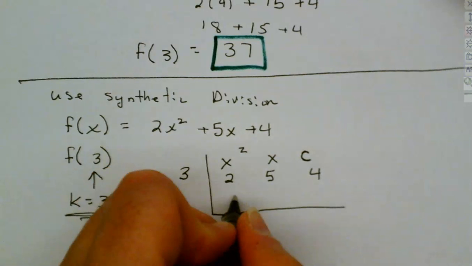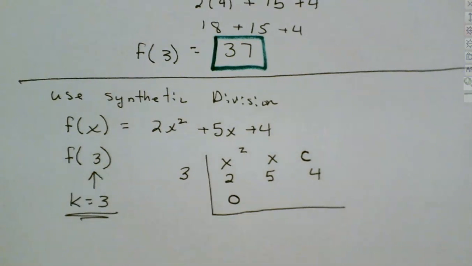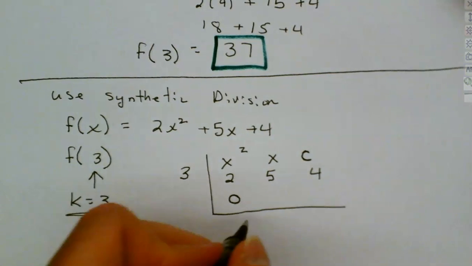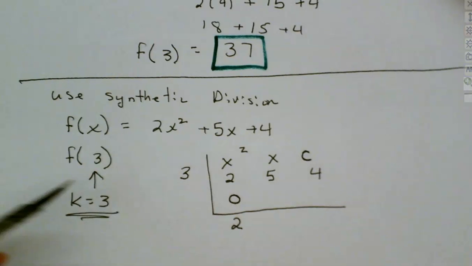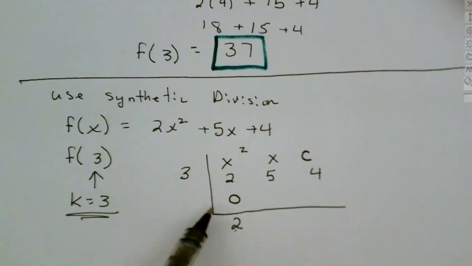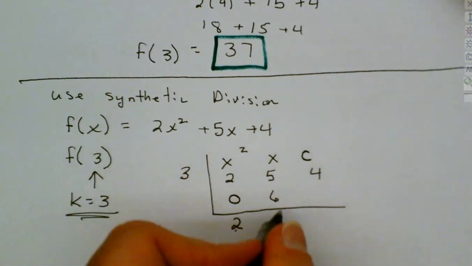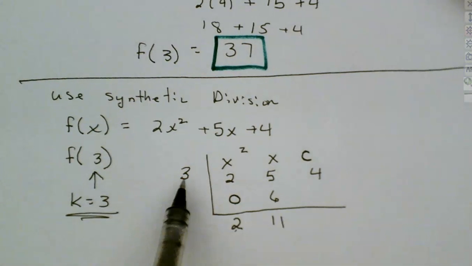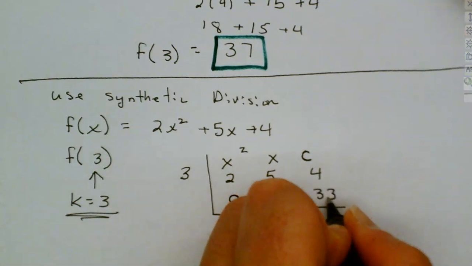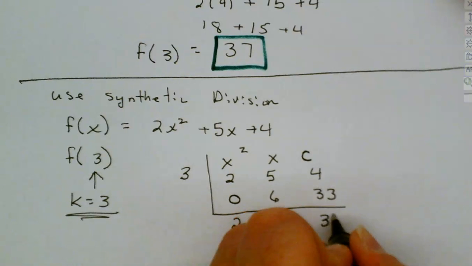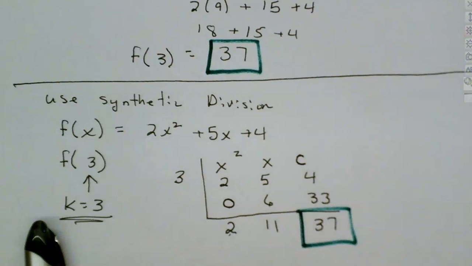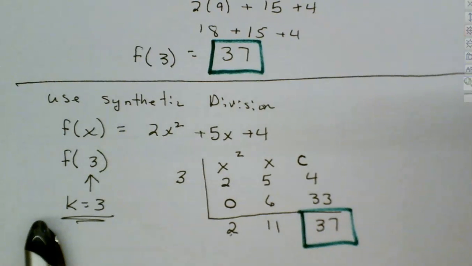Just like that. So whatever value they want you to plug in, you put it out in front. And we always start with a 0. And then we add down. So 2 plus 0, that's a 2. And now we multiply. So 3 times 2, 6. And we add down, 11. 3 times 11, that's a 33. Add down, and that is a what? 37. And it's the same thing that we just found, right? Quite a bit quicker, though.